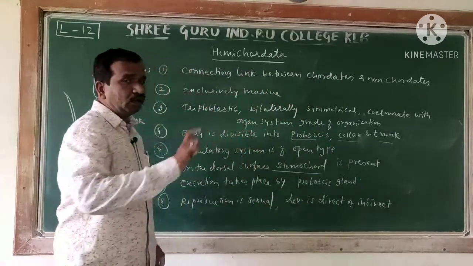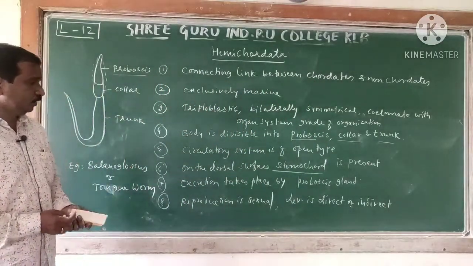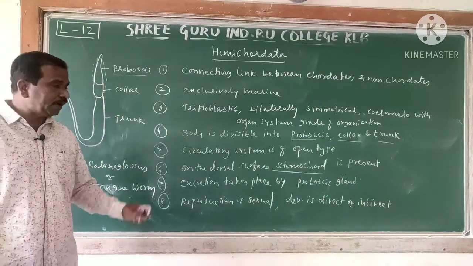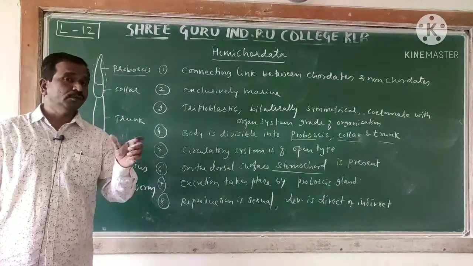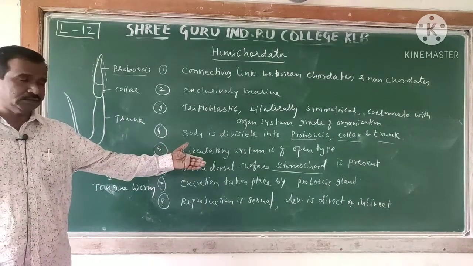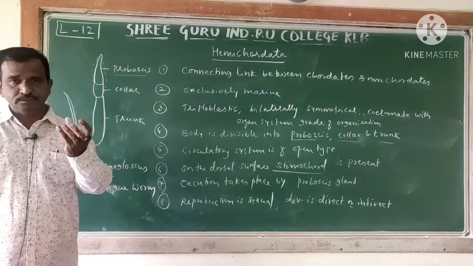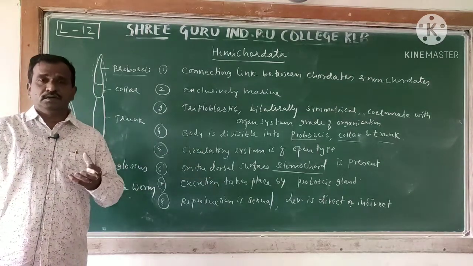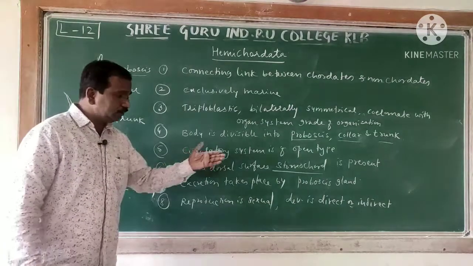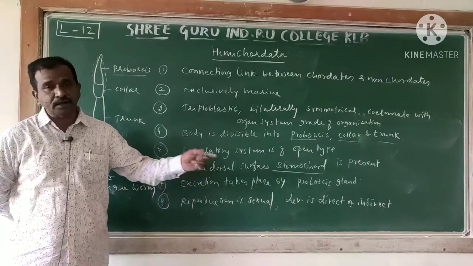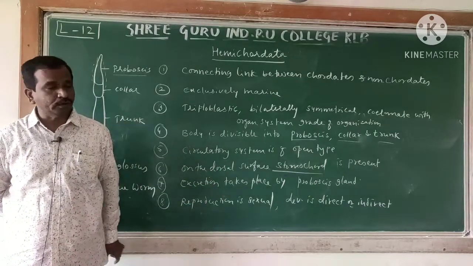The proboscis is an elongated part. Next, excretion takes place by the proboscis gland. The proboscis gland is similar to the glomerulus. Glomerulus is found inside the kidney, so we call it the proboscis gland. It is a bunch of blood capillaries, which is similar to the glomerulus.